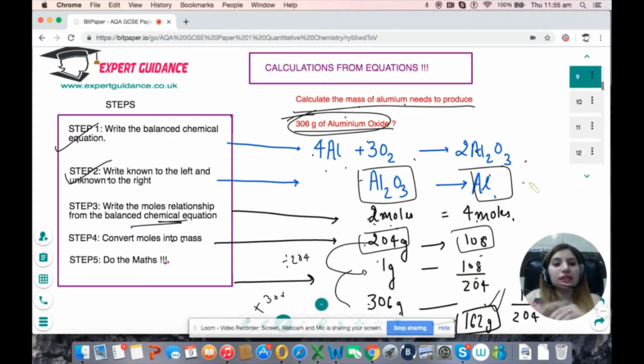Okay, so I hope how to calculate from the reacting equations or reacting masses is clear to you. Just follow these steps and you will never make an error. This is how you do the calculation. Now, remember, this is very important because if you do not understand this, you'll have a problem in finding the percentage yield.